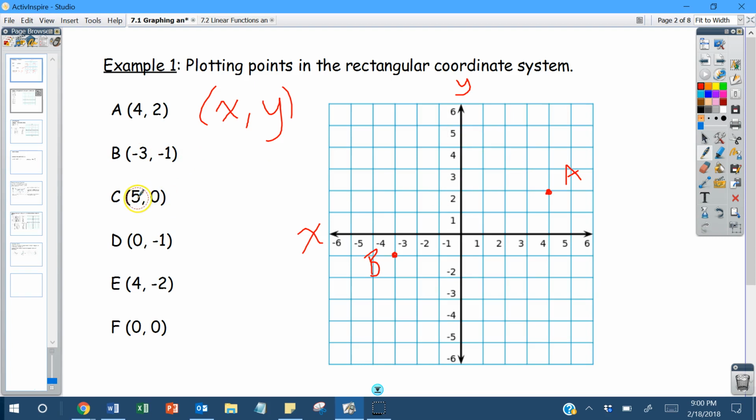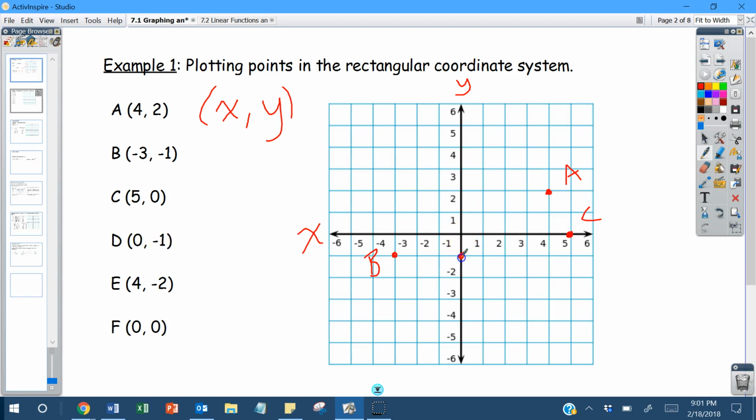So with C, this means we're going to go forward 5, and then the 0 here means we're going to not go up or down. We're just going to stay at the 0 on the y-axis. So it's actually sitting right here on the line. 5, 0, you go to the right 5, and then up 0, or just stay right where you are. And then D, the first number is 0, so we don't go left or right. We just stay right here where this vertical line is. We don't go left or right. The second number is negative 1, so we're going to go down 1.